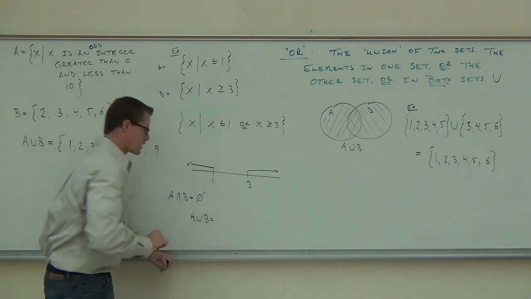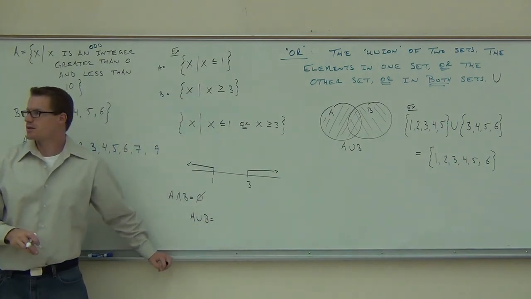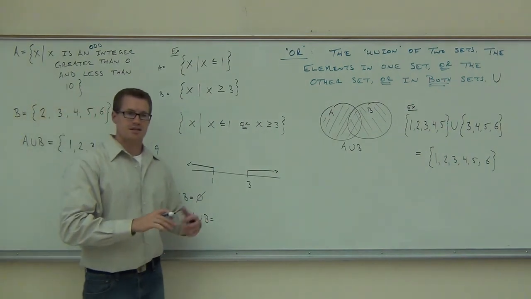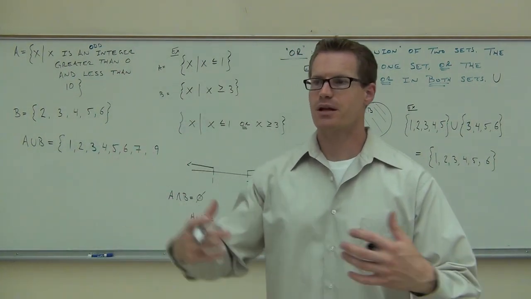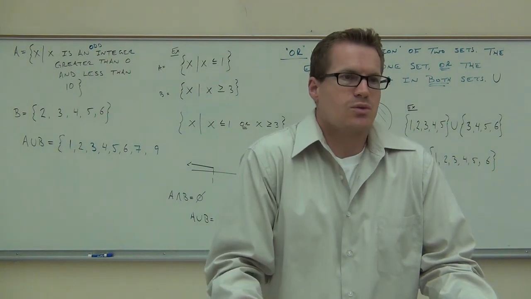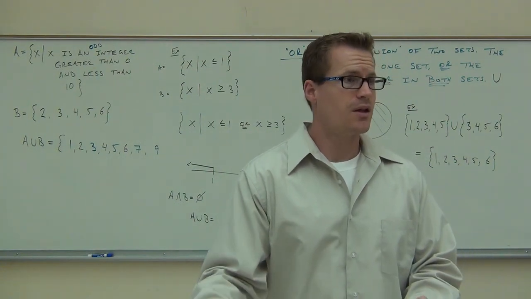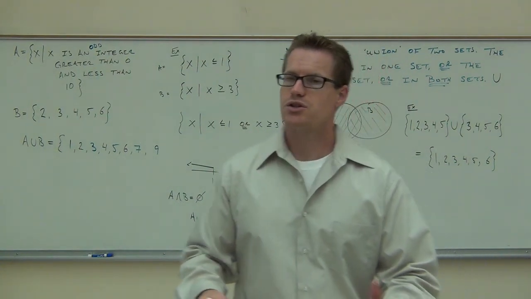Now, if I'm going to ask you for this, A or B, or A union B, yeah, there is a union out of this. The union is anything that just takes place on your graph. So you take every different interval and you just mash it together. That's what OR says. It says if it exists, then we're going to label it in interval notation. So let's look at this.